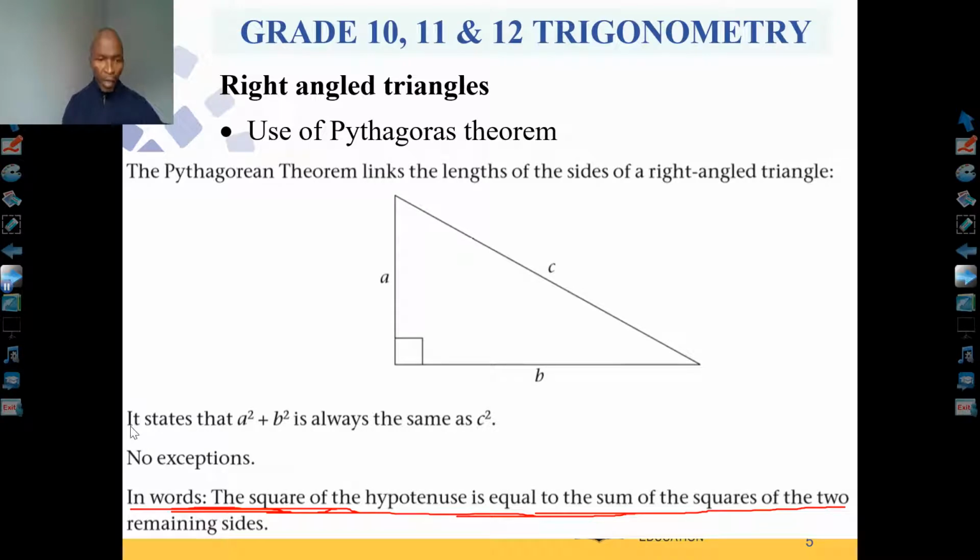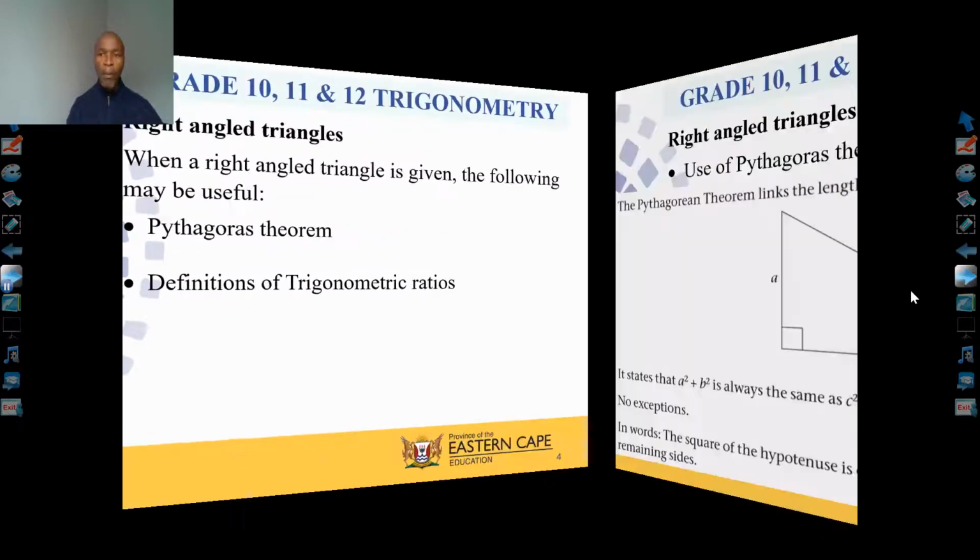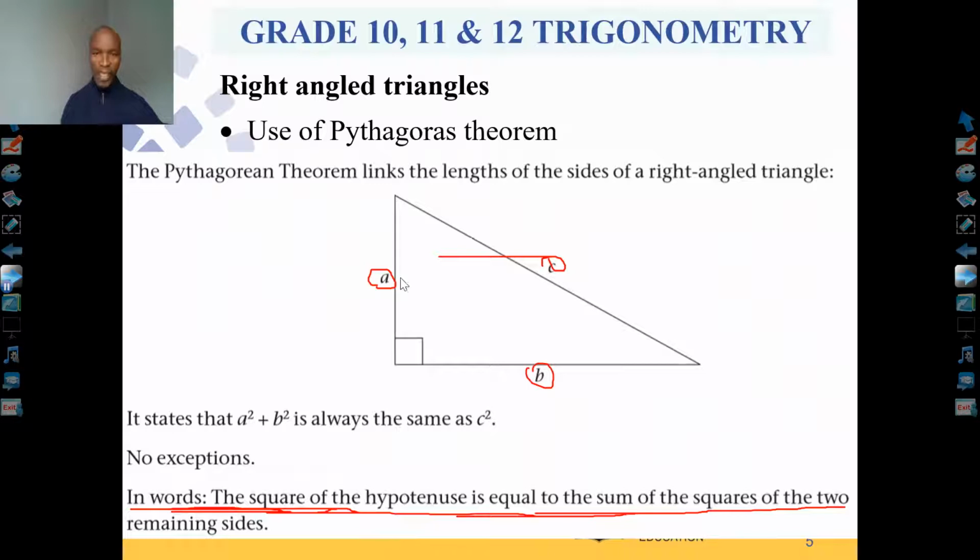means Pythagoras theorem states that in this triangle, for instance, if there is small letter a there, small letter b there, and then small letter c there, it means that c squared will be equal to a squared plus b squared, as you can see there.